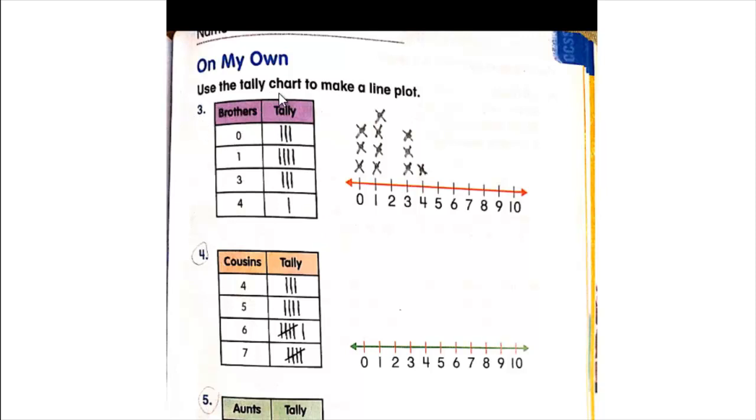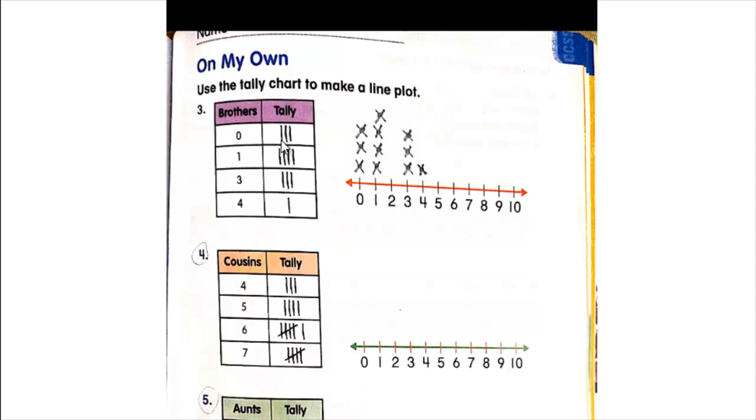Here, use a tally chart to make a line plot. This tally chart is divided into two columns. First column called brothers 0, 1, 3, 4, and second column called tally. Okay. To make a line plot, first draw a horizontal line, starts with 0 and ends with 10. Here, let's start with 0.